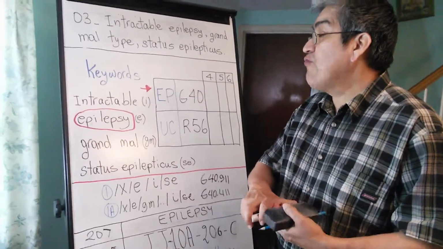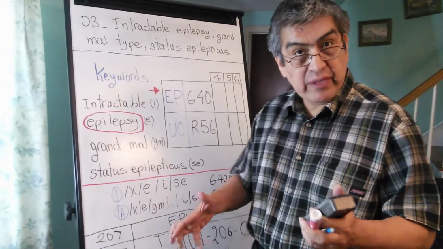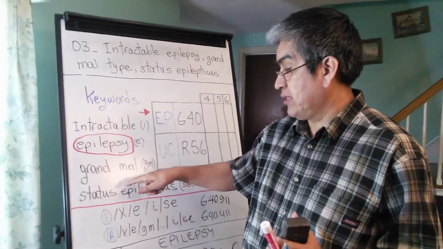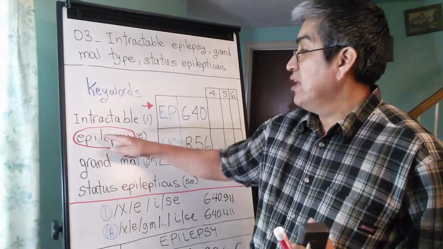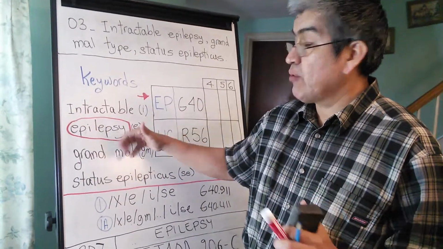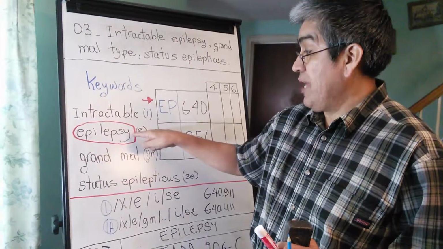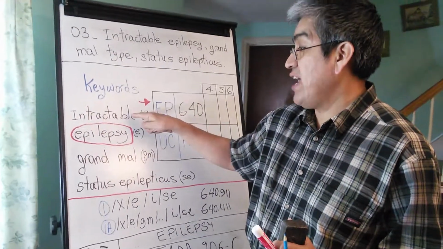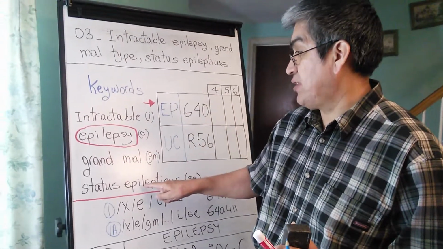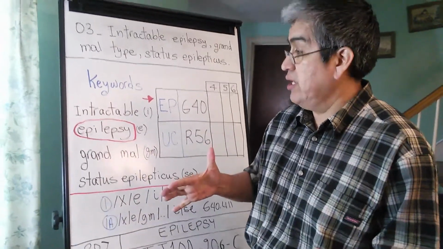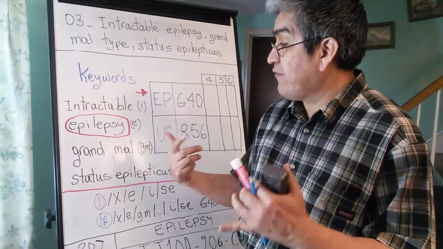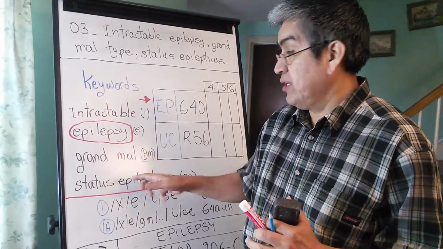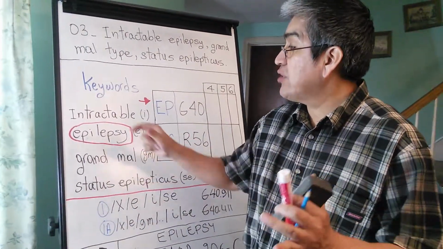Now, we're going to find a path that includes all 4 keywords, and we're going to go in order. Once you have epilepsy, which is the main thing, we go to the index and go to epilepsy, and then we start with intractable and try to find grand mal and status epilepticus. If we find that, that's probably our code. If not, then let's try a different route, for instance, start with grand mal and then try to find the other 2. But first we're going to do it just in order.